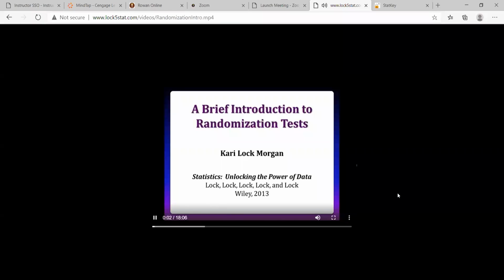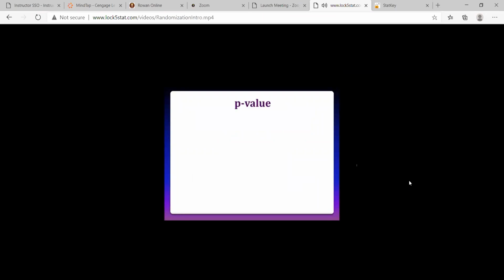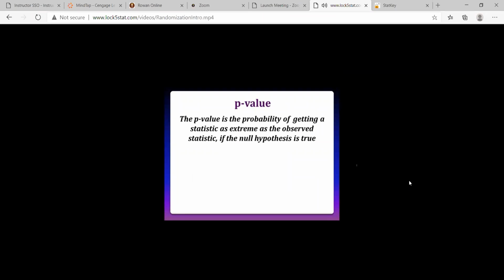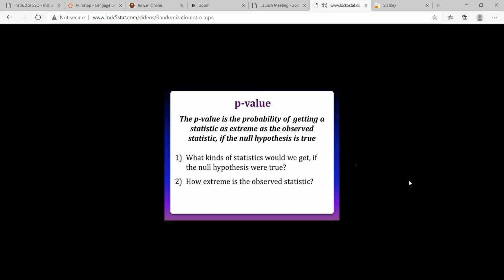Hi, I'm Carrie Locke Morgan, and I'm going to go through a brief introduction to randomization tests. So the motivation for a randomization test stems from the definition of a p-value, the probability of getting a statistic as extreme as the observed statistic if the null hypothesis is true. So let's break this down into two parts. We first want to know what kinds of statistics we would get if the null hypothesis were true. And then secondly, once we have step 1 completed, how extreme is the observed statistic? So this is really the foundation for a randomization test.